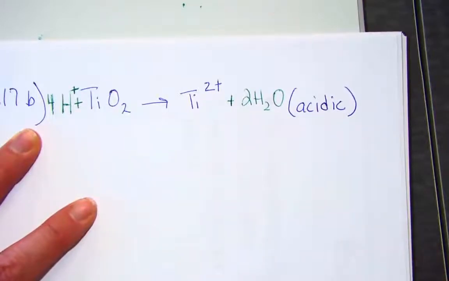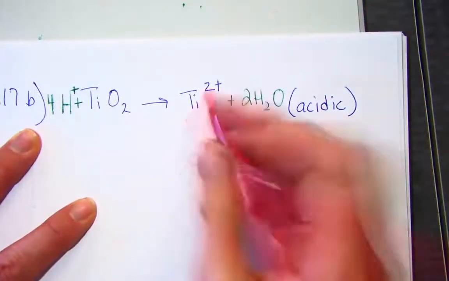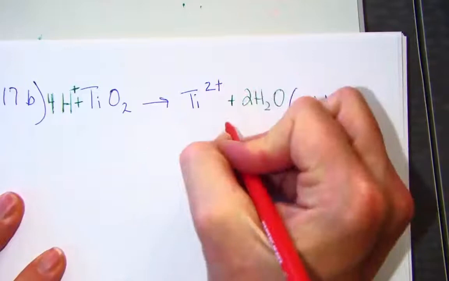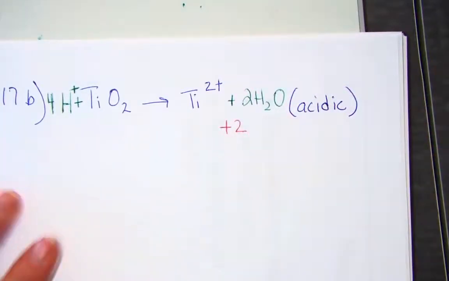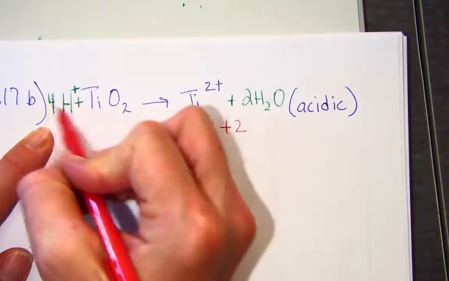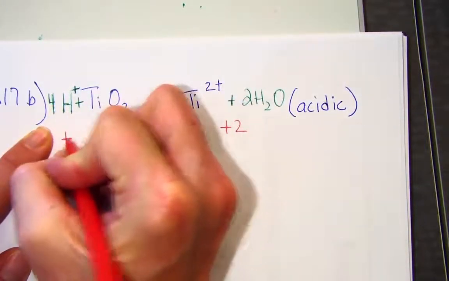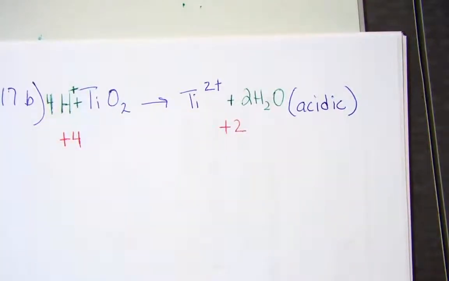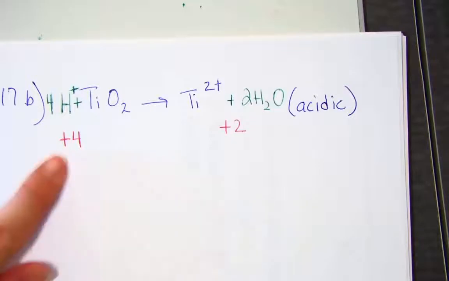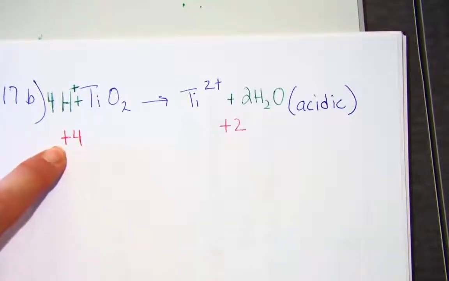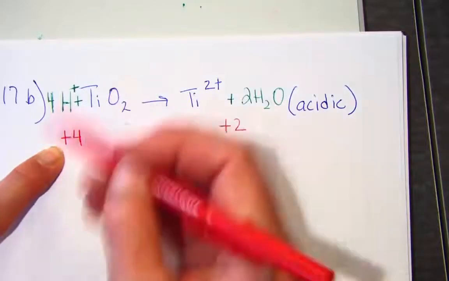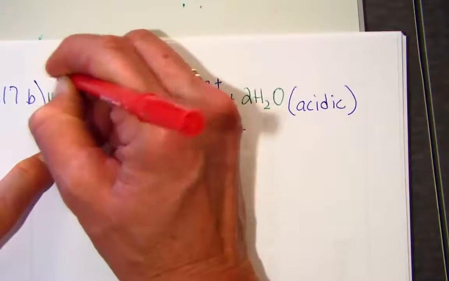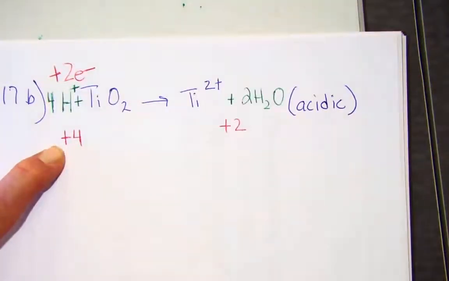Now we consider charge. On the right-hand side, so far, we have a net +2 charge. Ti +2 is making this a +2. Over on this side, 4 hydrogen ions make this side a total of +4. I don't have to make them both become 0, but I have to make them become equal. Take the more positive side and add electrons to it. The more positive side is the left side in this example. To make them both become the same number, I have to add 2 electrons to the left-hand side.